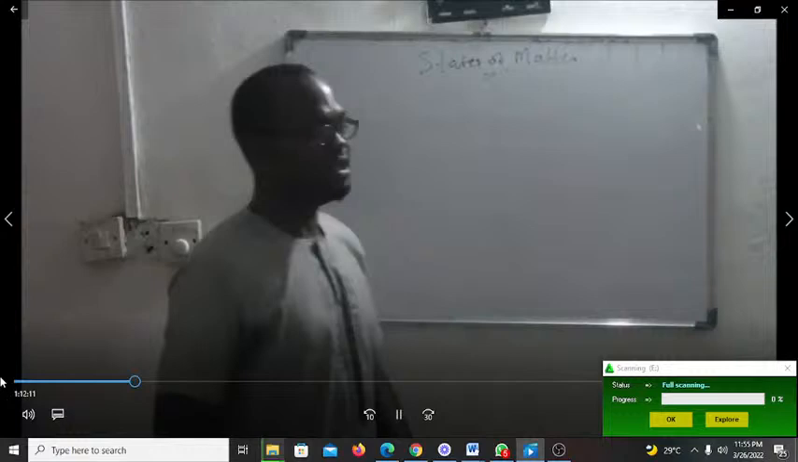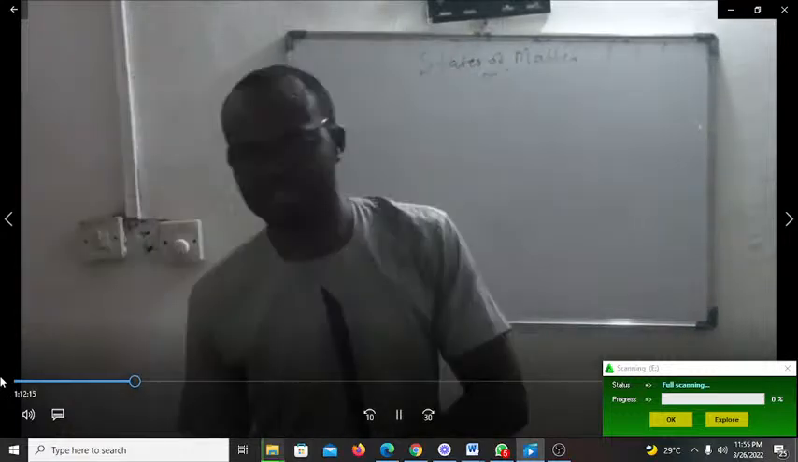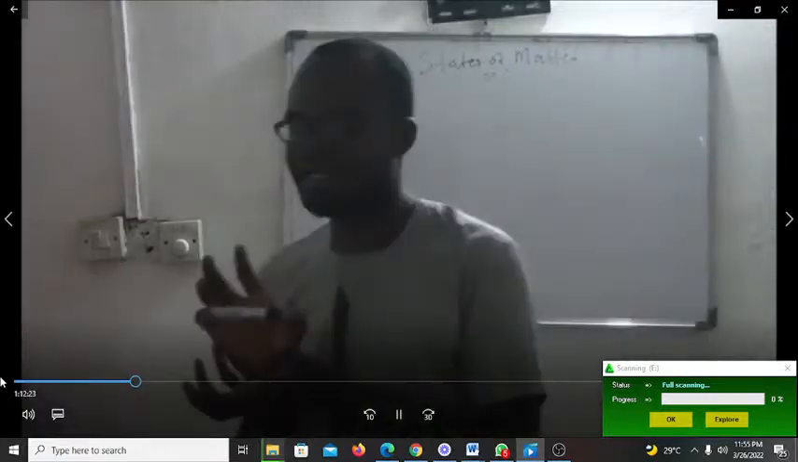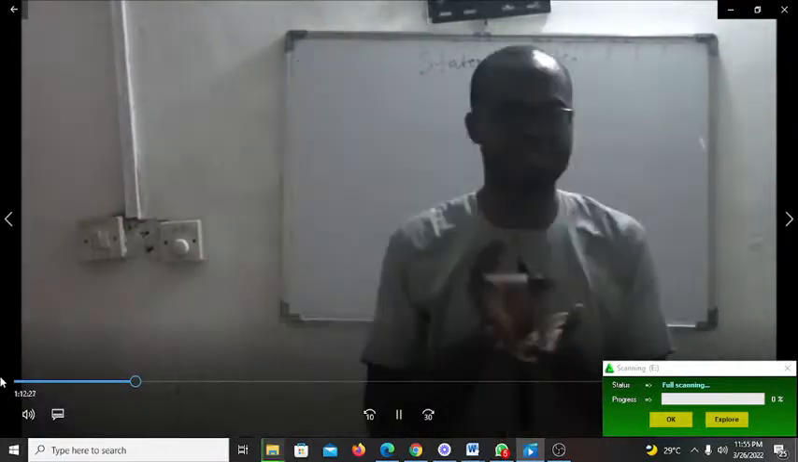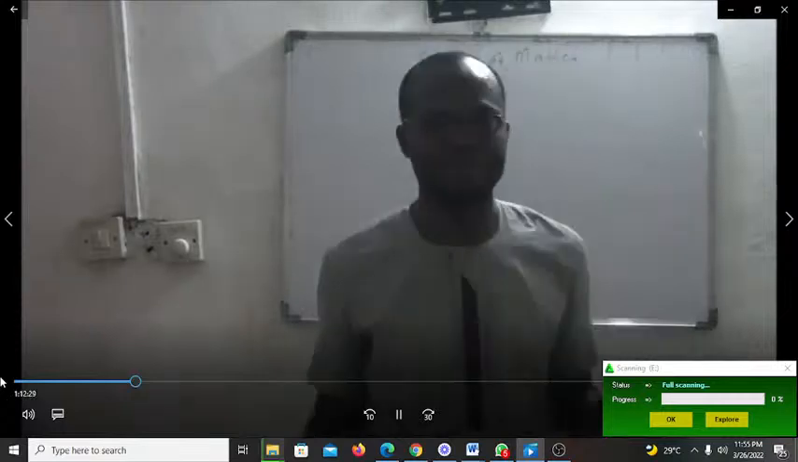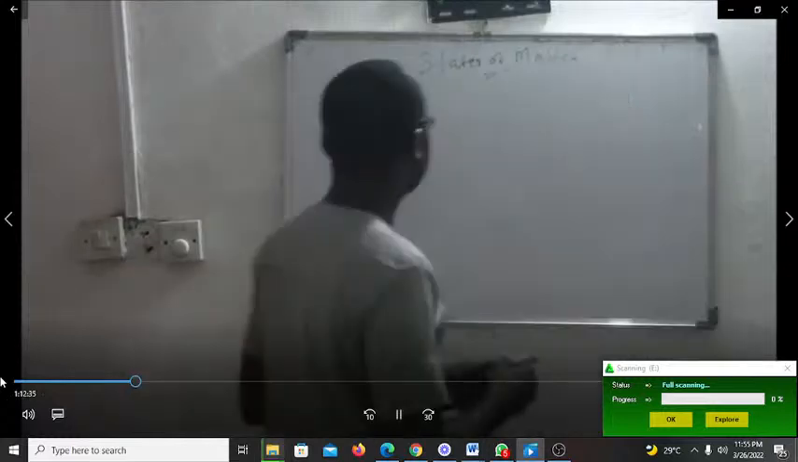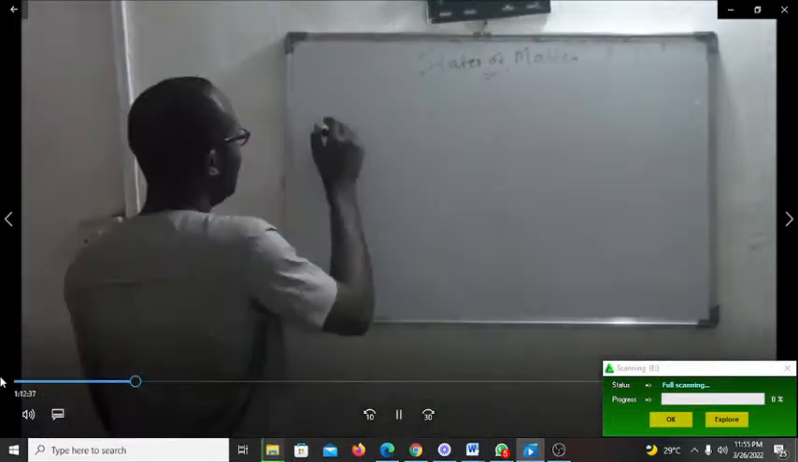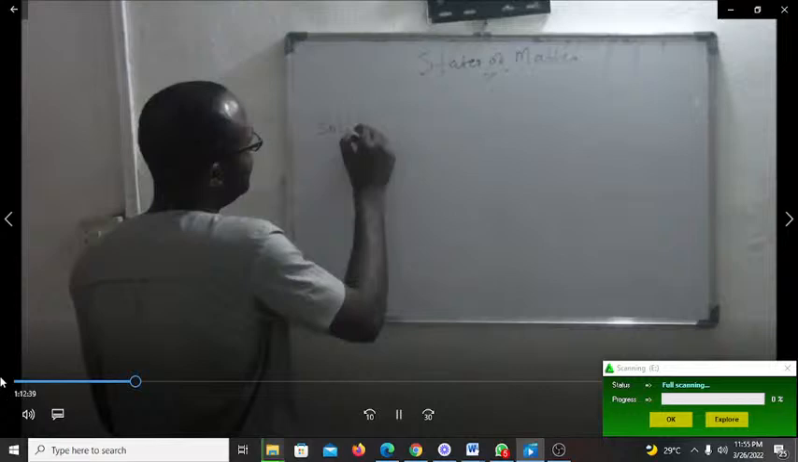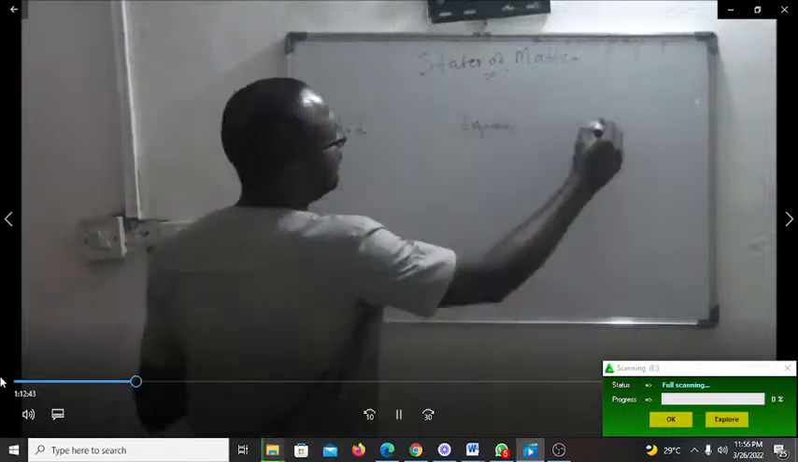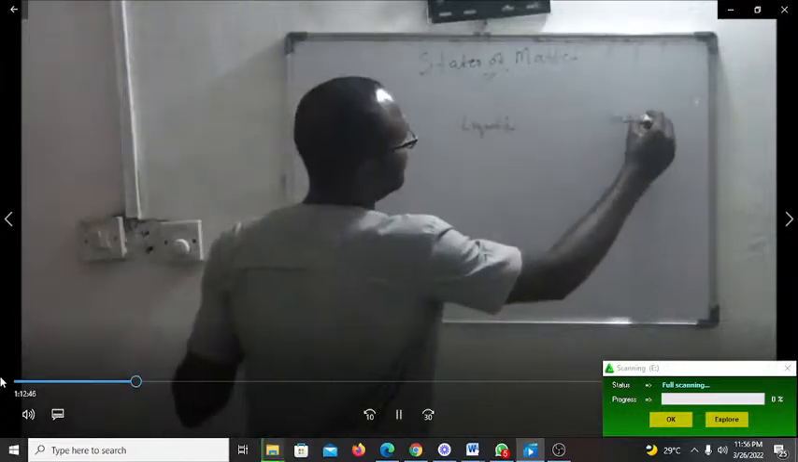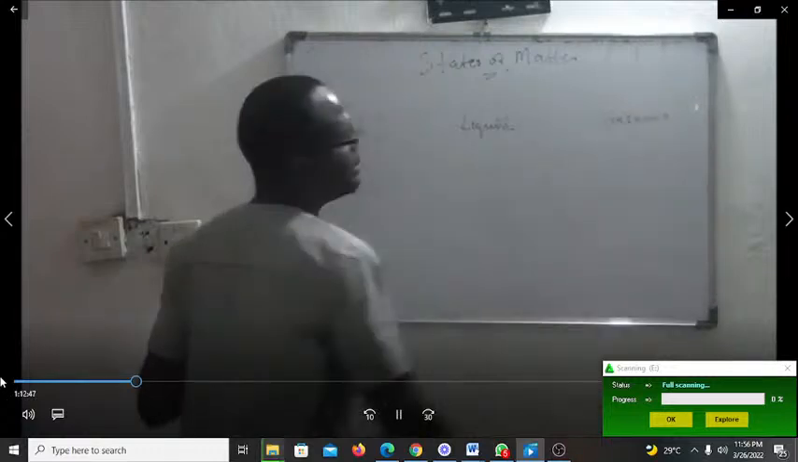Yes, welcome back. We are going to be learning states of matter. States of what? Matter. States of matter. What do you understand by the term states of matter? The physical states in which matter exists. You understand? There are three major states of matter. We have the solid state, the liquid state, and the gaseous state. So those are the states of matter we have. These are the three states of matter.